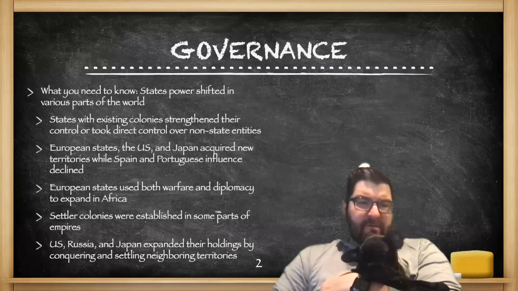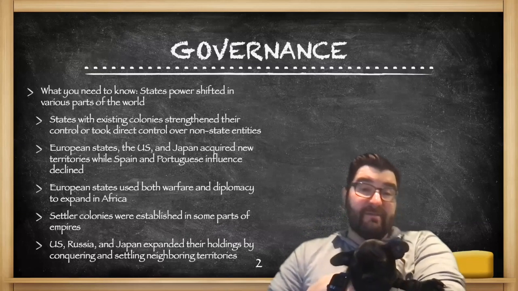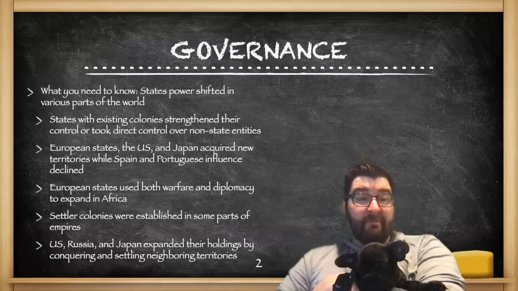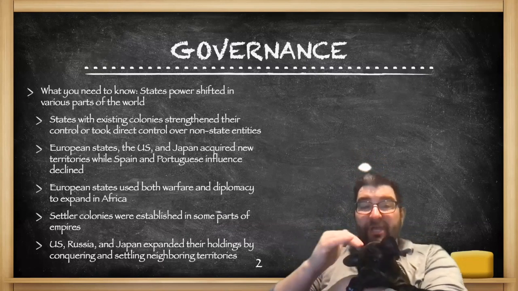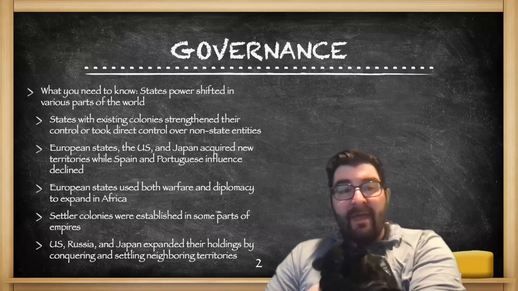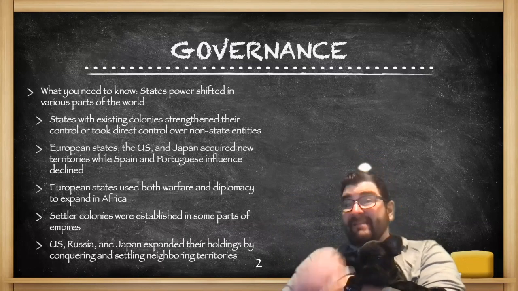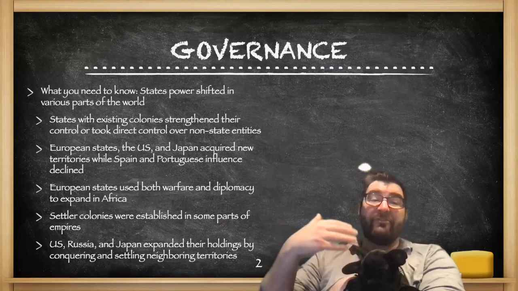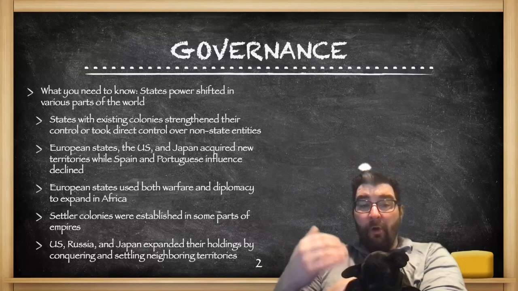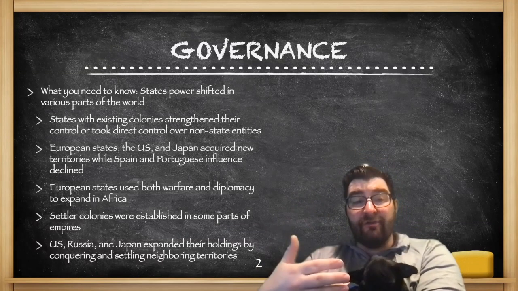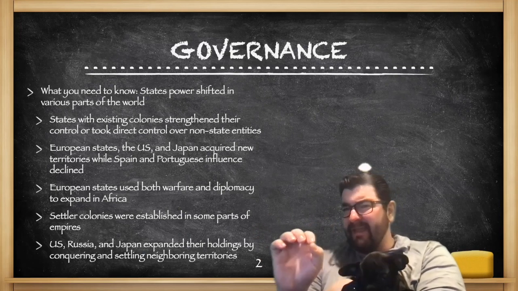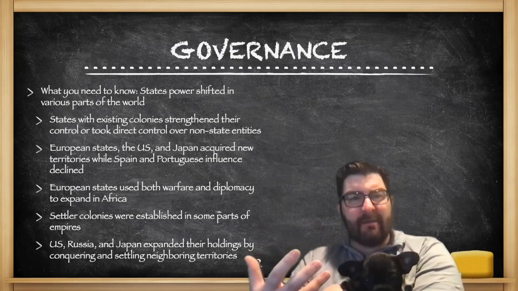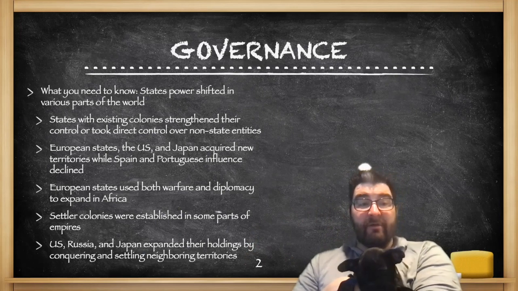So together we're going to talk to you about how states are going to expand during this era of imperialism. What you need to know is that state power is going to shift in various parts of the world. States that have existing colonies will often strengthen their control or maybe take direct control over non-state entities. We're going to talk about those. Those non-state entities are things like the joint stock companies that would control territories.